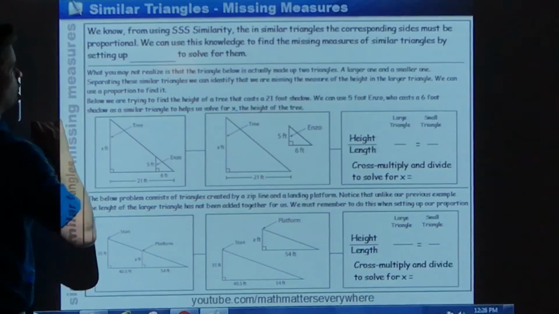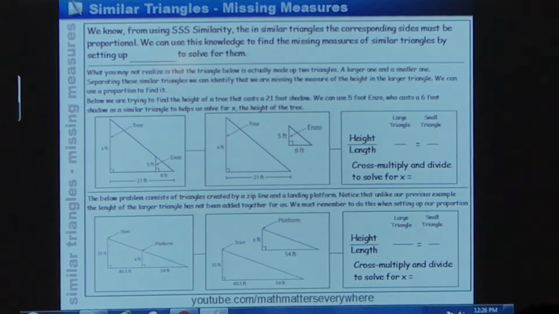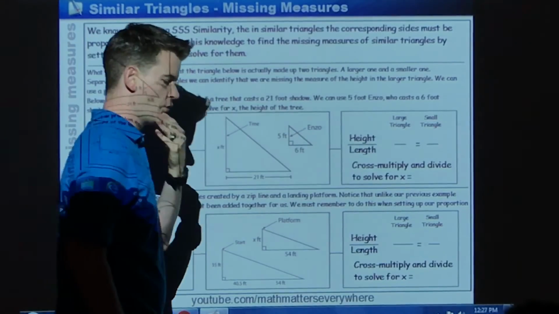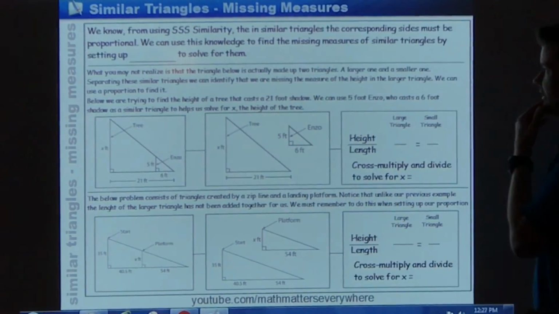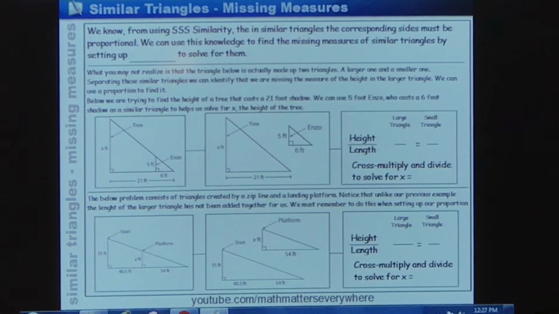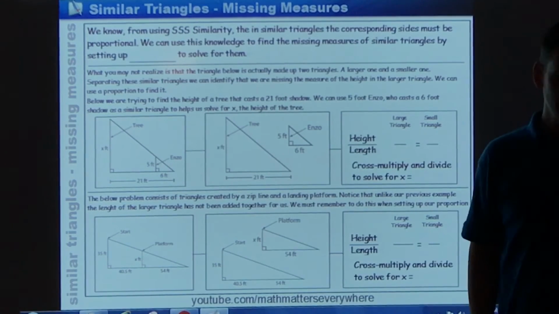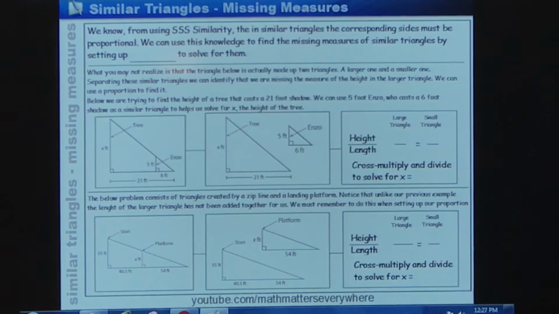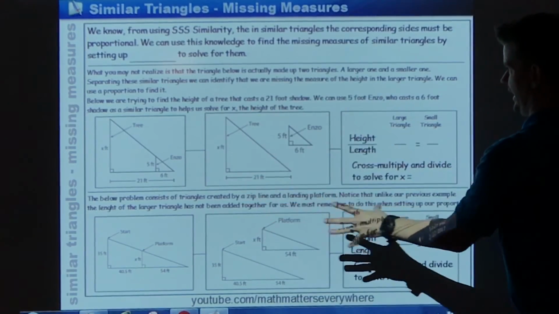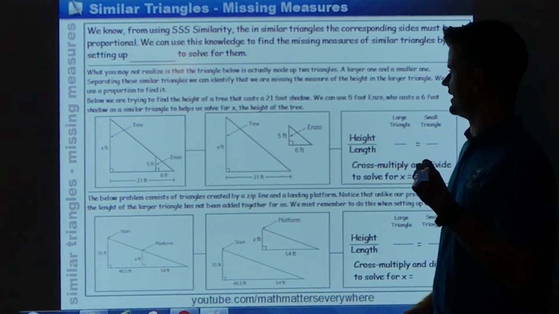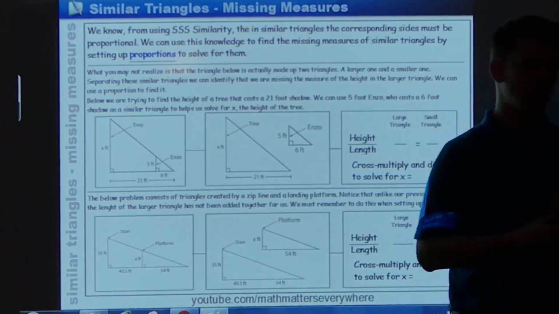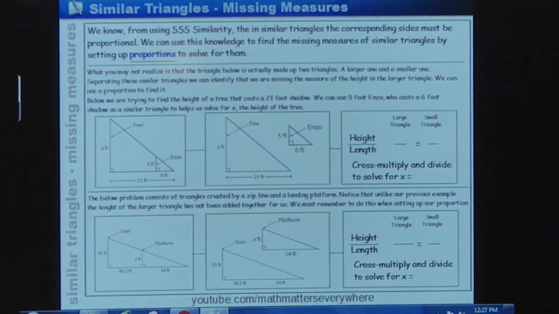So, last but not least, obviously, we always end up coming back to the same thing. Similar triangles, missing measures. We know from SSS similarity that in similar triangles, the corresponding sides must be proportional. So we can use that wonderful knowledge to find the missing measures of triangles, such as this one and this one. And to do that, we would set up our old friend, a proportion, which is basically just two fractions that you set equal to each other. And to solve it, you cross multiply and then, anybody? Divide.